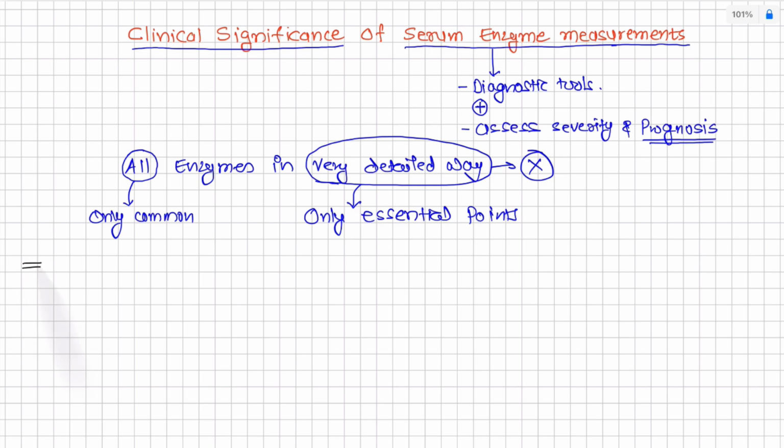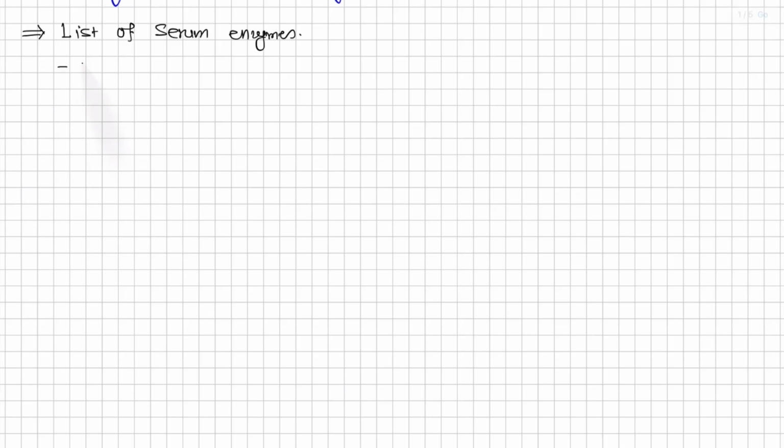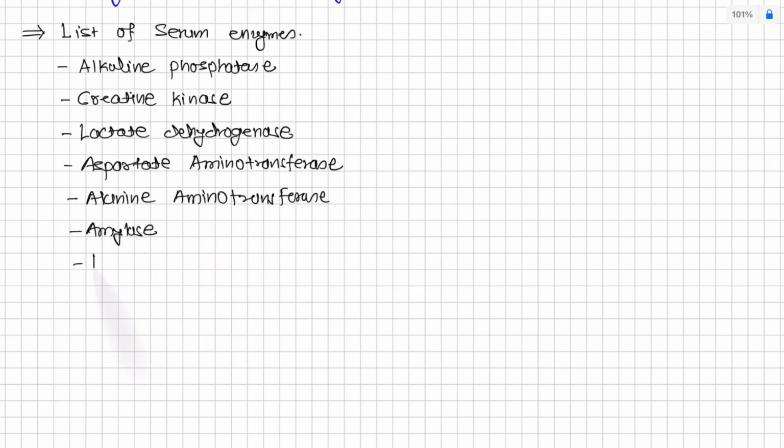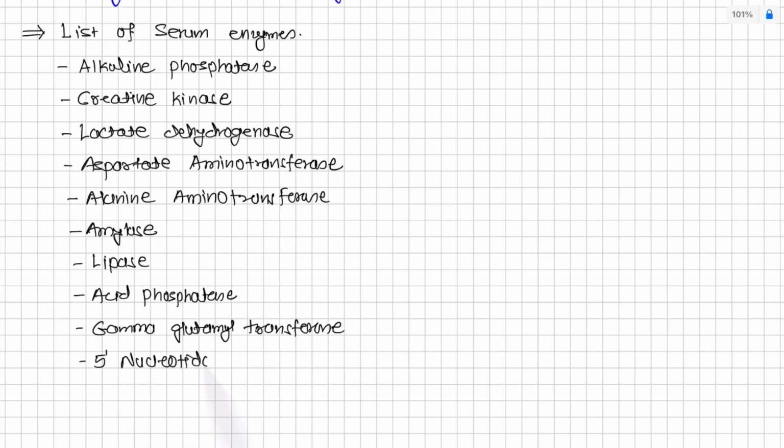Let's first make a list of serum enzymes which are most frequently encountered in the clinical practice. So in this list, we have alkaline phosphatase, creatine kinase, lactate dehydrogenase, aspartate aminotransferase, alanine aminotransferase, amylase, lipase, acid phosphatase, gamma glutamyl transferase, 5' nucleotidase, and pseudocholinesterase.